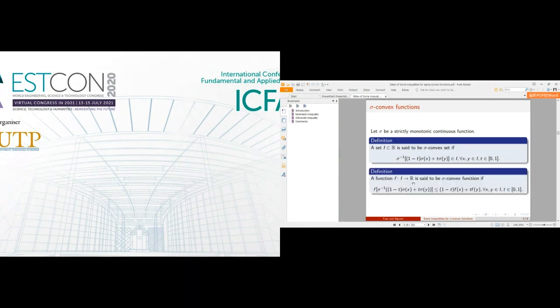A function f from I into R is said to be sigma convex if it satisfies the following inequality for any x and y in I and t in 0, 1. This notion also generalizes the notion of convex function if sigma is the identity function.